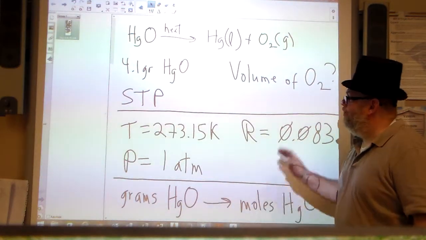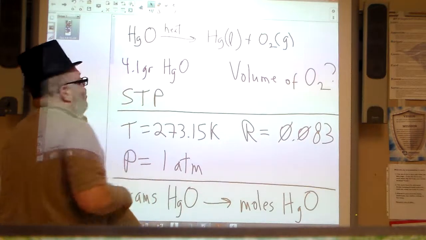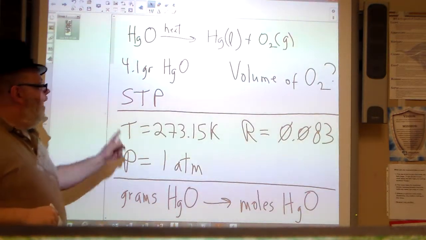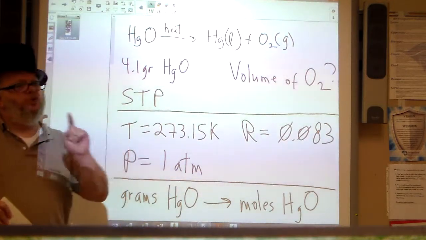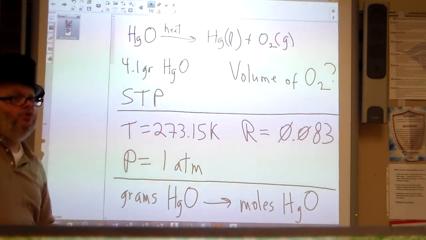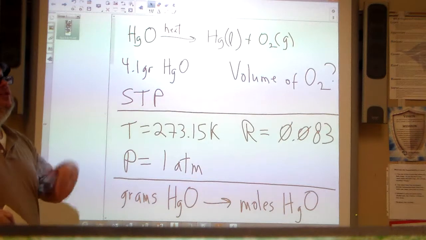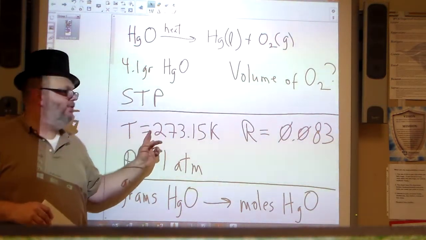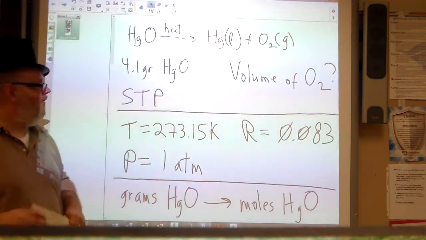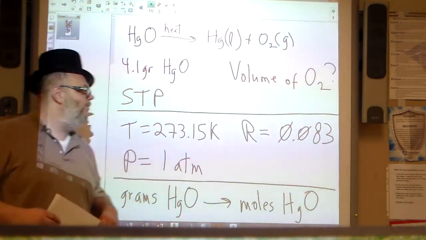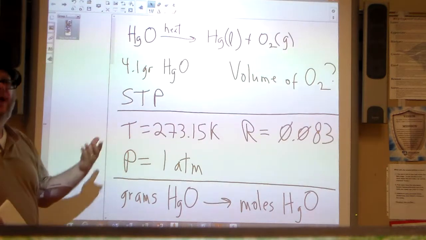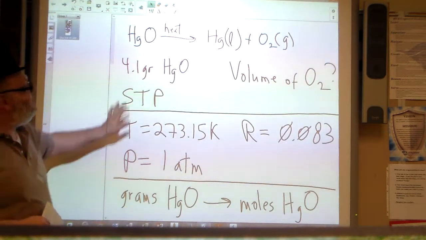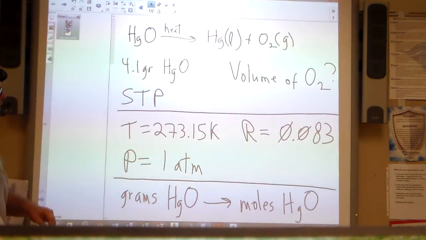Now we have to settle on what other pieces of information we're going to need. We're going to need the temperature. Since it's standard temperature and pressure conditions, the temperature at STP is 0 Celsius, but we have to change it to Kelvin, so it's 0 plus 273.15. We have our famous R factor there, and our pressure at STP is 1 atmosphere. So this is the information that we are given about the problem.